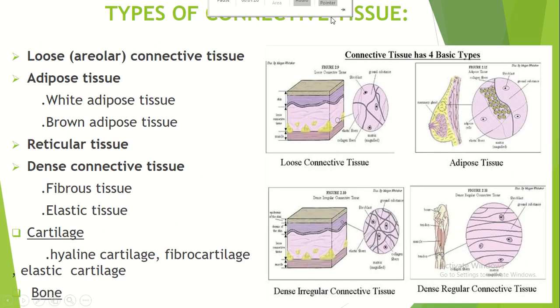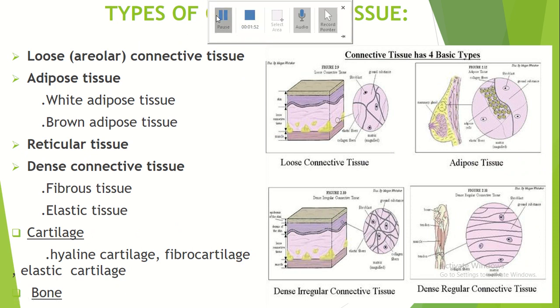So the types of connective tissues are loose connective tissue, that is mainly the areolar, loose areolar connective tissue; adipose tissue, white adipose tissue and brown adipose tissue; reticular tissue; dense connective tissue, which is divided into fibrous tissue and elastic tissue; and cartilage, that is hyaline cartilage, fibrocartilage, elastic cartilage; and the last one is the bone. So these are the types of connective tissue.